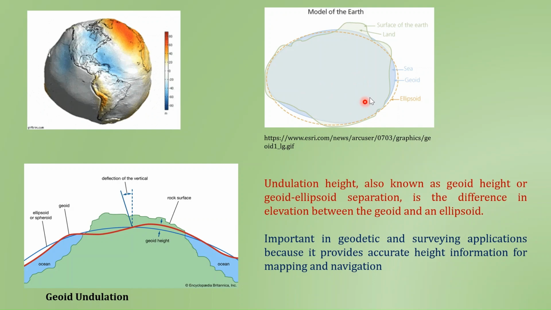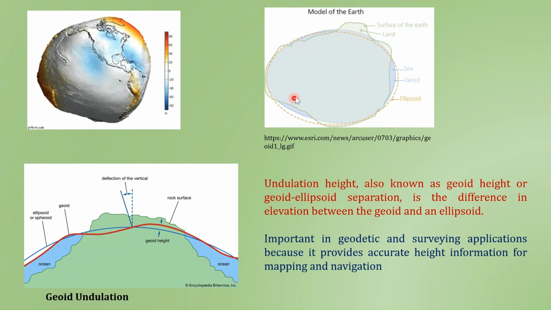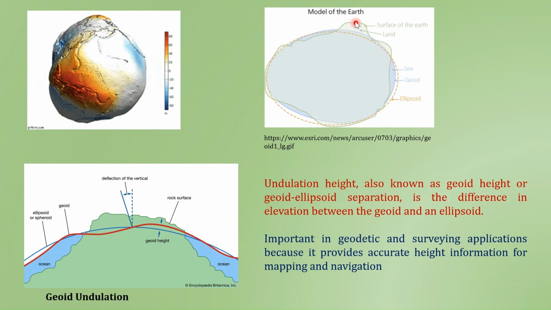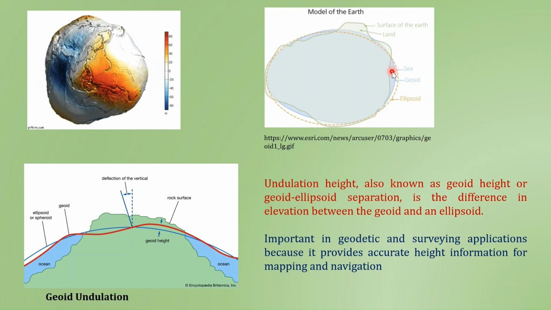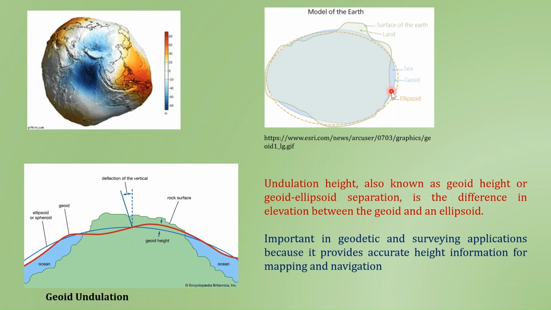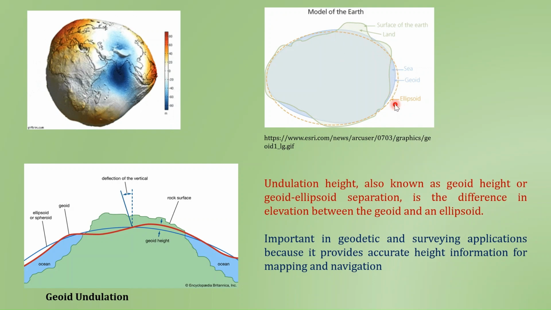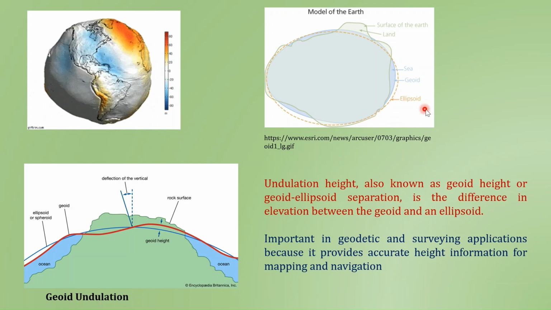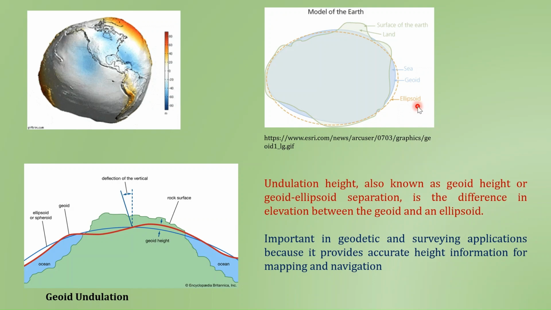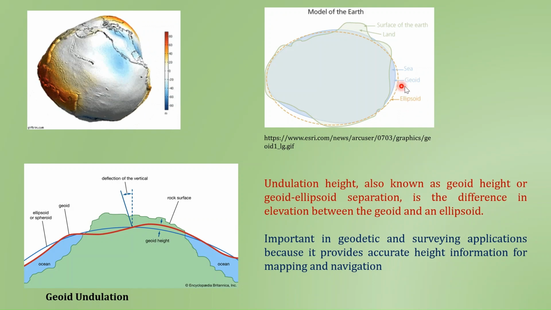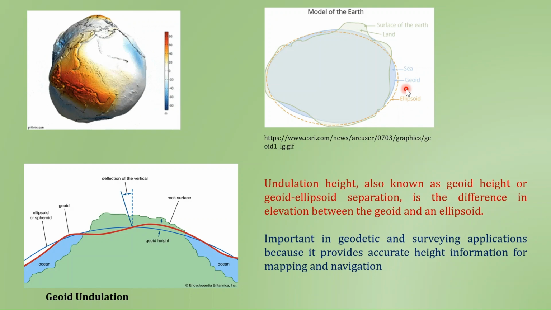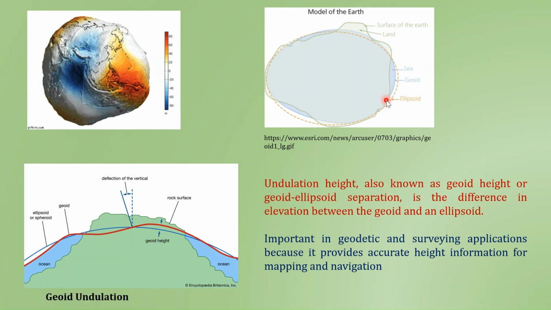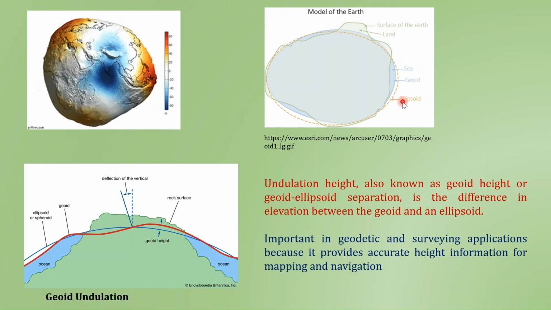So here we can see that this is the surface of the earth, and here we have a depression. At some places we have mountains. This blue one represents the geoid, and the orange dotted line represents the ellipsoid. The ellipsoid is used for measuring latitude and longitude, while the geoid is used for measuring the altitude. Due to the irregular shape of the geoid, there may be certain variations in the measurements made.